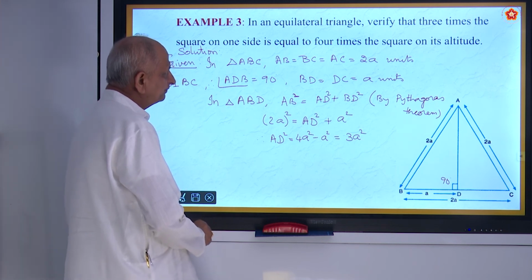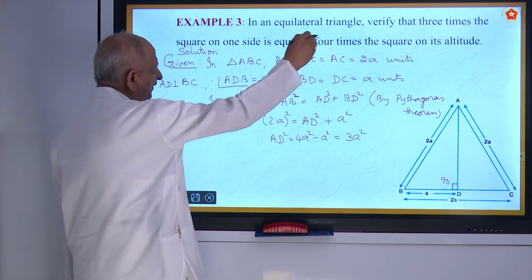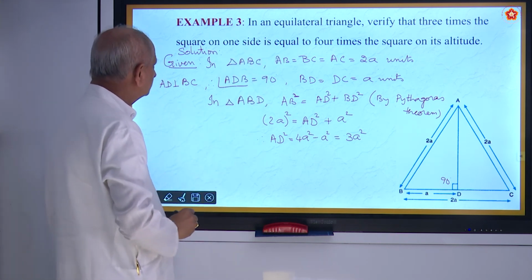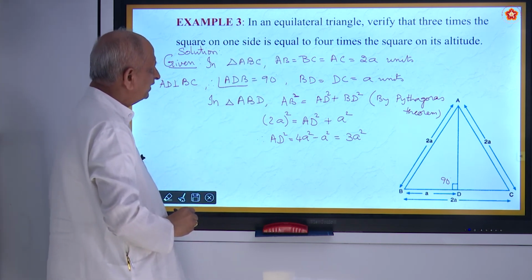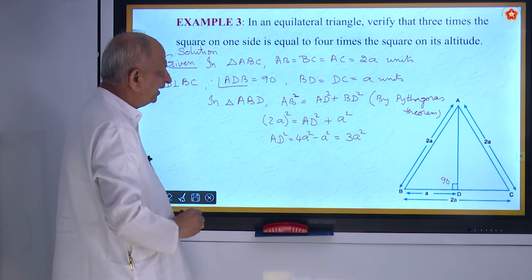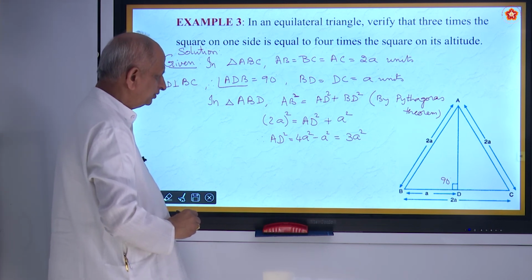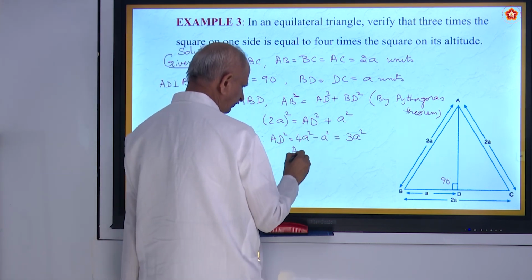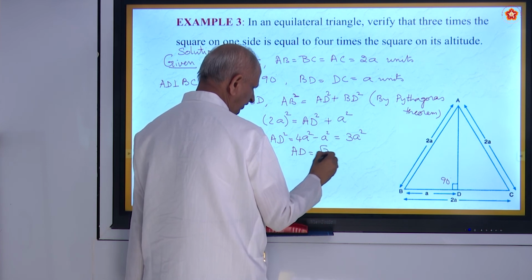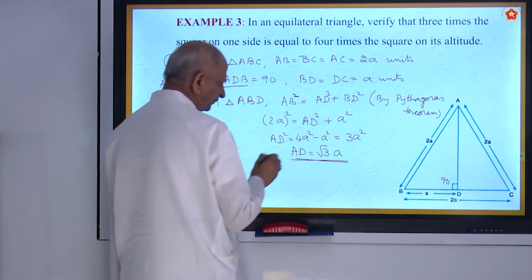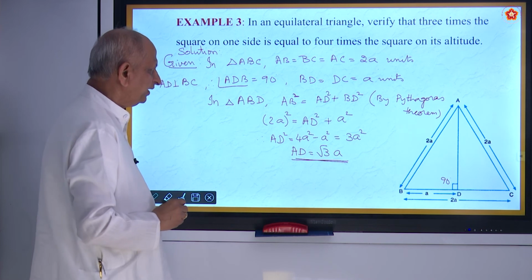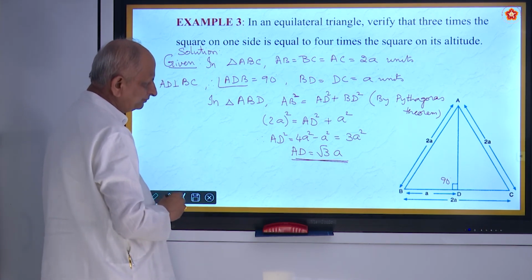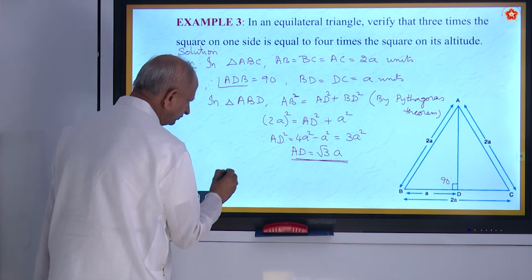Now the question is, verify that 3 times the square on one side is equal to 4 times the square of its altitude. So, AD square is 3A square, AD becomes root 3 A. AD becomes root 3 A. So, 3 times the square of one side.